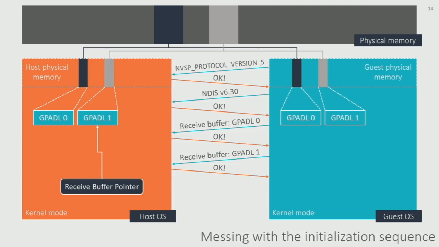And what happens here is interesting: the receive buffer pointer is updated. It now points to GPL 1 instead of GPL 0, even though we are not actually supposed to be able to have more than one receive buffer. In fact, there's no longer any reference to the old GPL 0 mapping in the host OS VM switch. It's just kind of there, still mapped.